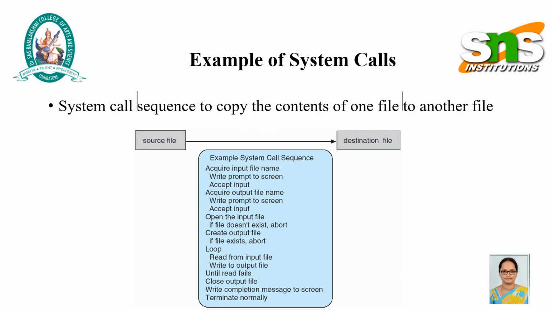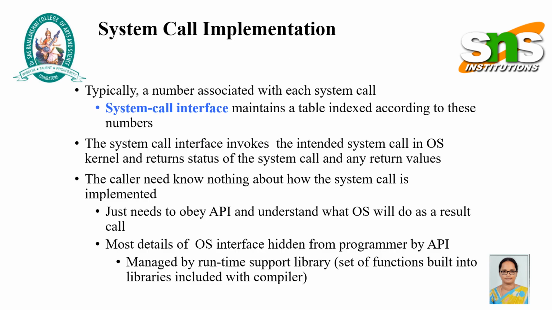There is an example of system calls: system call sequences to copy the content of one file to another file. Here we have a source file and a destination file. In between, we are passing messages and sending the files. All the operations are done between the source and destination file.